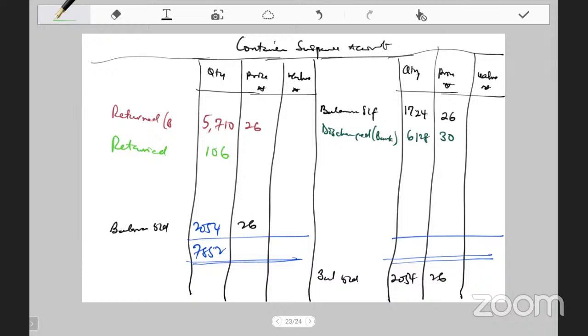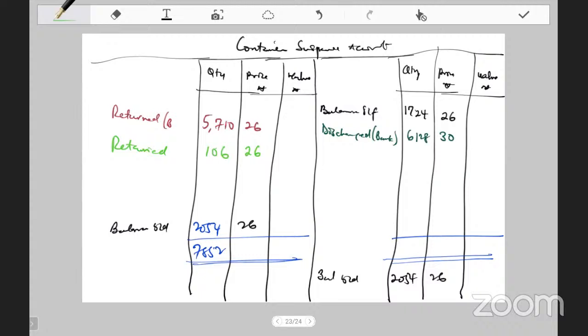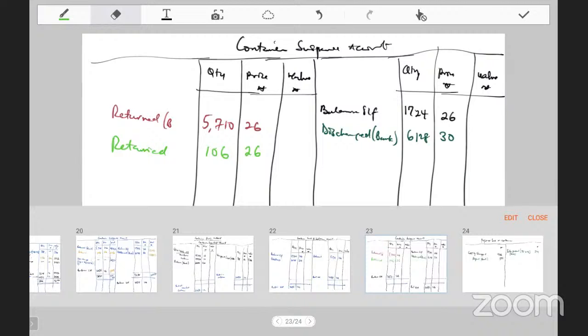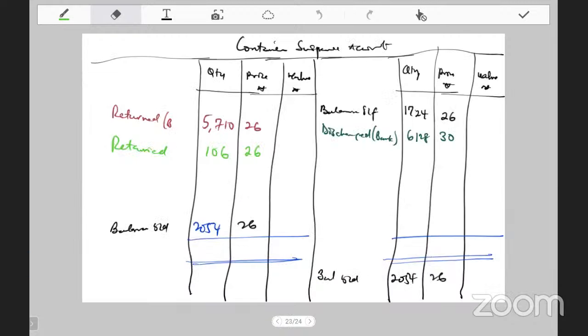5,000. Okay. This will be at the returnable price, 26. Please don't forget 88. He's giving me 88. Let's confirm. Let's add again. 1724 plus 6128. What would that give me? Please confirm again. What's the balance brought forward in the book of the customer? It's 1742. Where did I get 24?